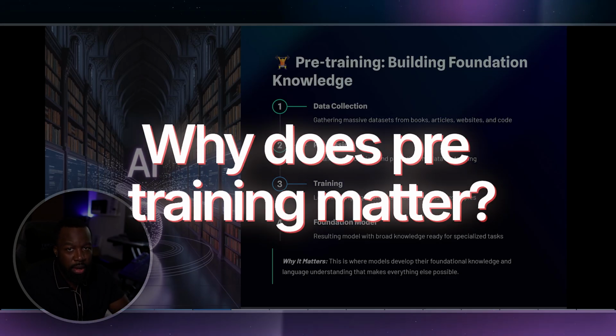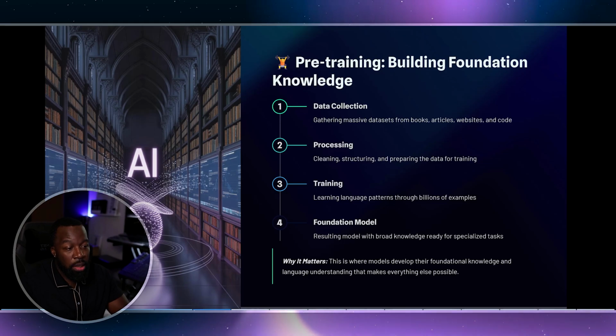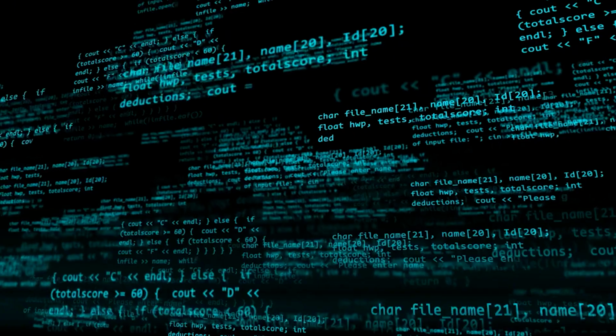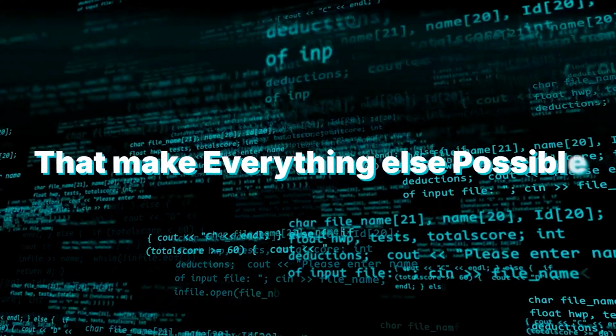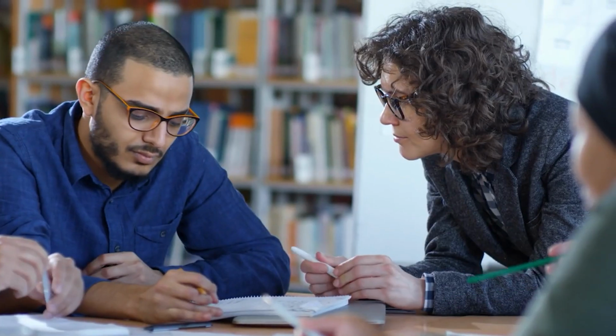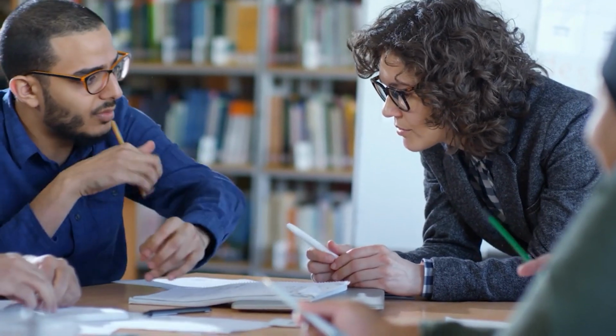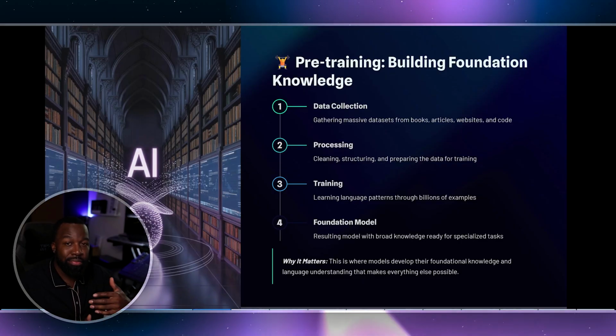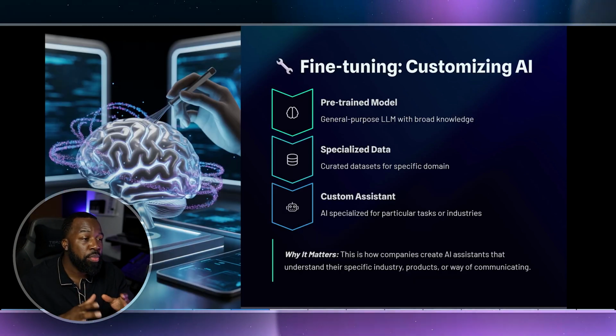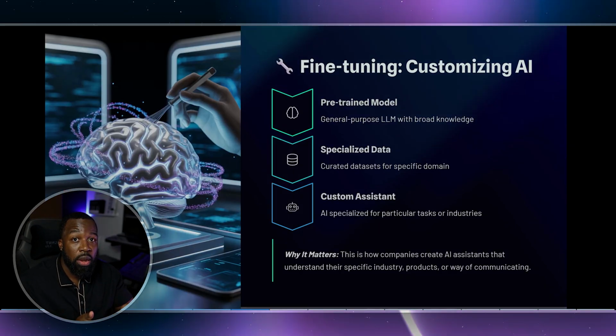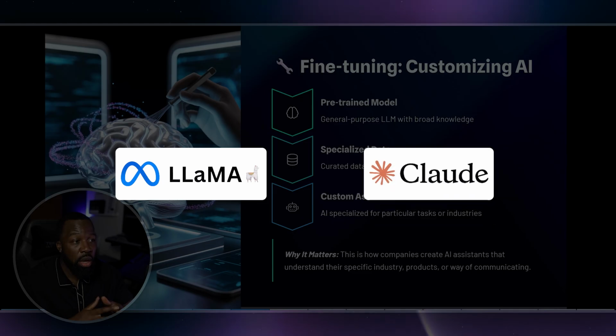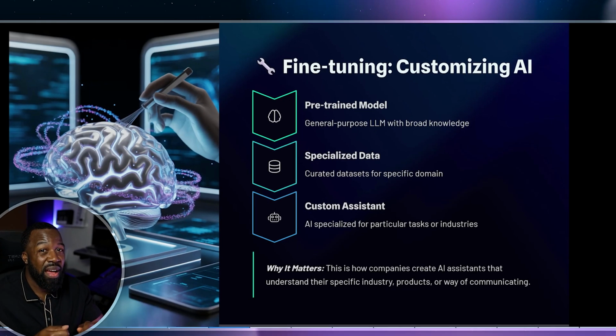Why does pre-training matter? This is where the models develop their foundational knowledge and language understanding that make everything else possible, as far as humans being able to interact with it with our natural language and it being able to understand what the task is. All right, so now we have a pre-trained model and a foundational model such as Llama or Claude. The next thing we're going to talk about is fine tuning.